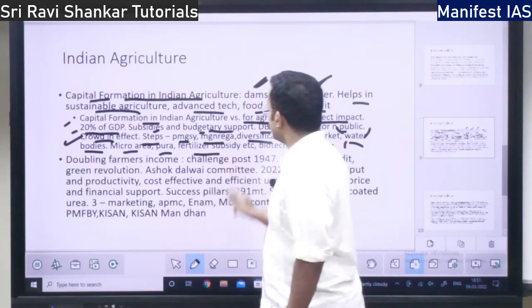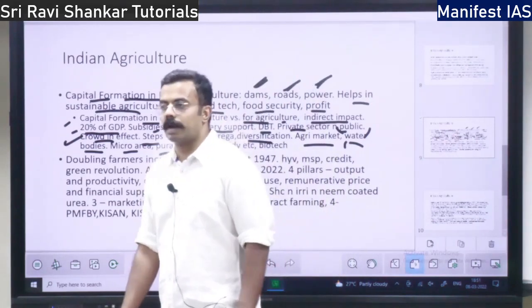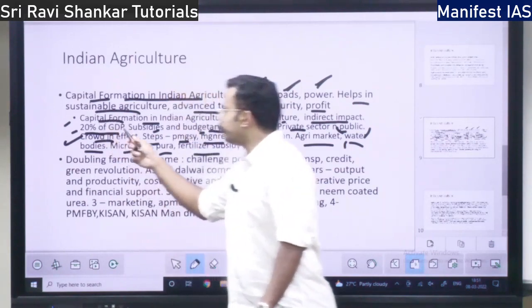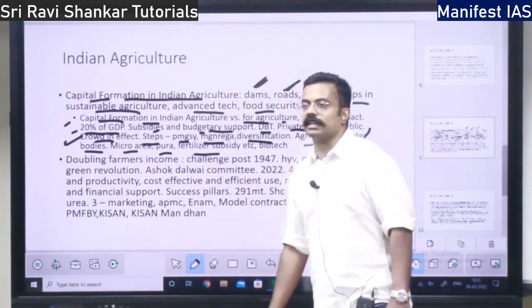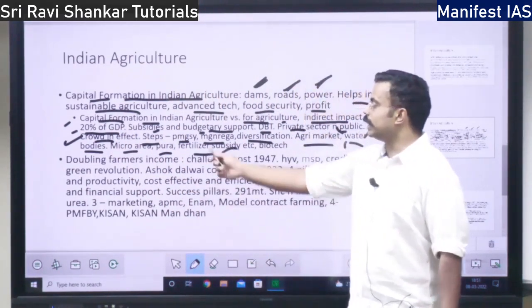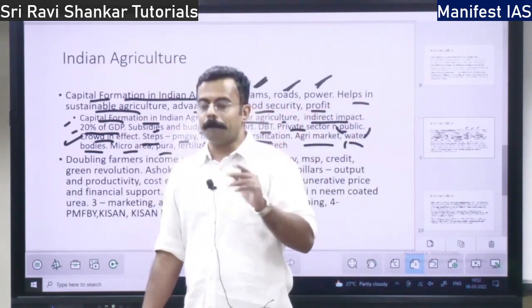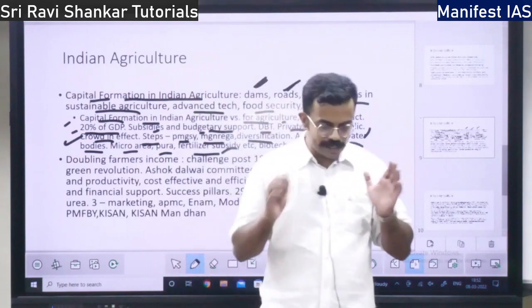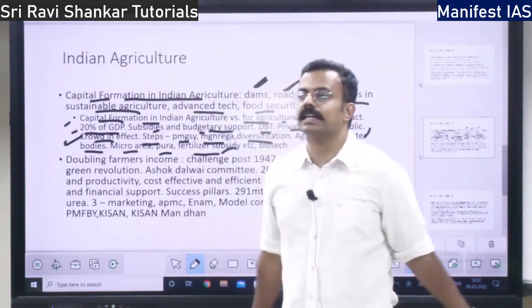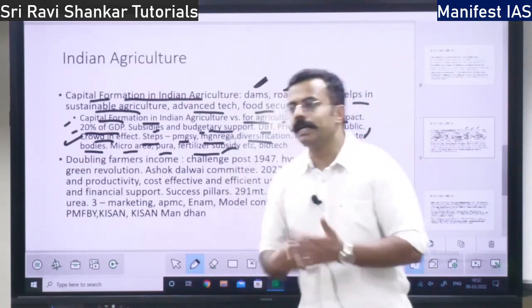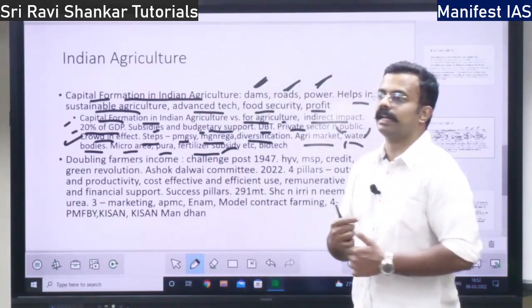Then giving fertilizer subsidy will also increase capital formation, because earlier the farmer used to spend on fertilizer. Now if you provide a subsidy, that will lead to capital, and he will invest in agriculture. Capital formation means capital which will be invested in agriculture to modernize it, to implement technology, to bring machinery, right?